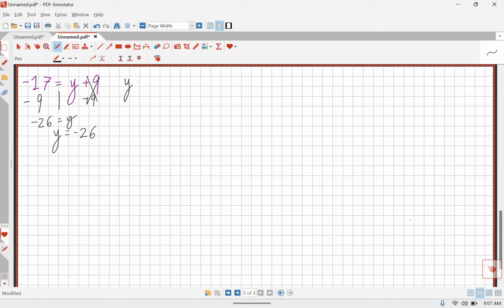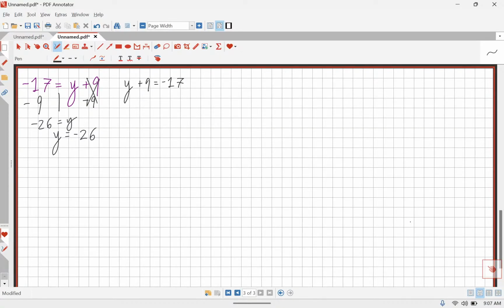You're also allowed to flip that right out the gates. If you hate seeing your variables on the right side, you can take this and move it to the left, and then take this and move it to the right and solve that instead. That'll work every time. Let's switch gears just a little bit.